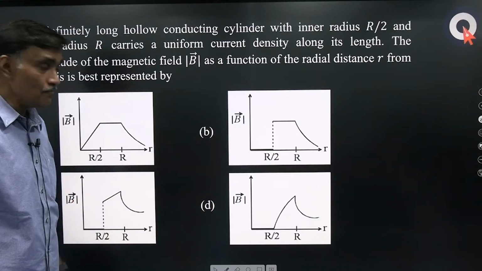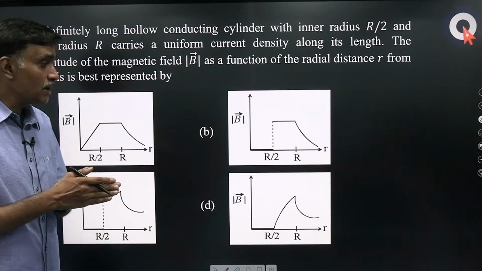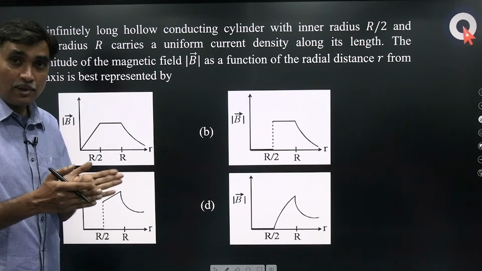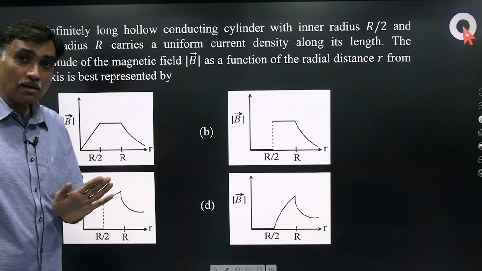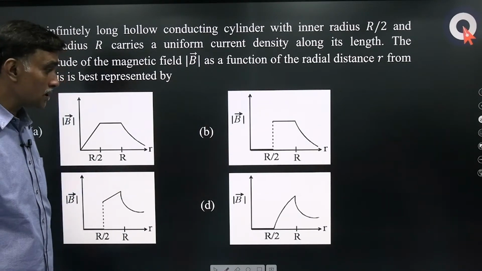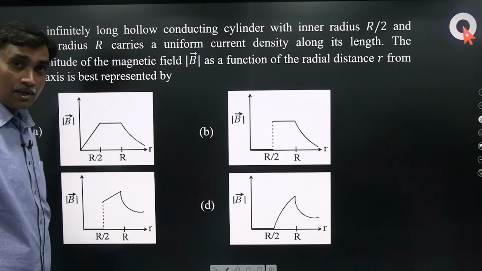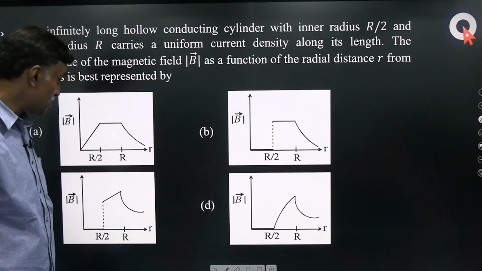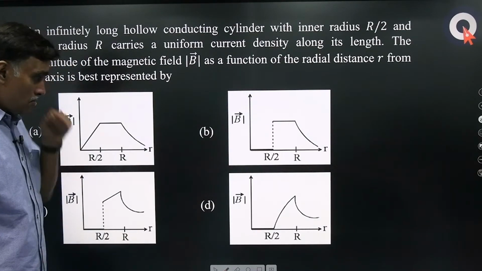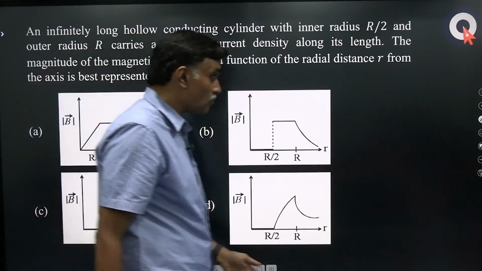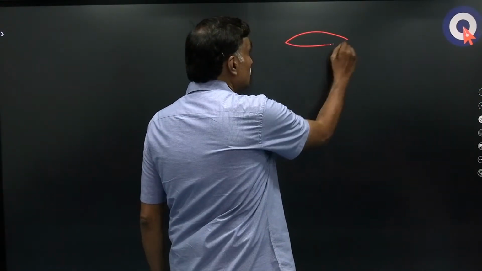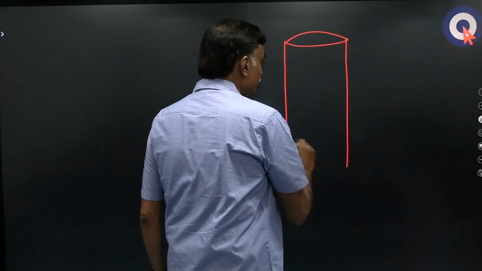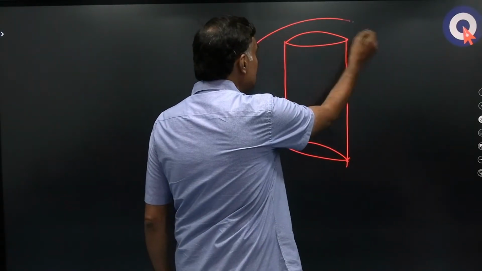Then between r by 2 and r there will be a magnetic field which is varying, and after capital R the magnetic field is inversely proportional to r, so it decreases with increase in distance, and as r tends to infinity the magnetic field tends to 0. Okay. So between r by 2 and r we have to find that. What type of magnetic field will you get between r by 2 and r? It is a cylindrical shell.